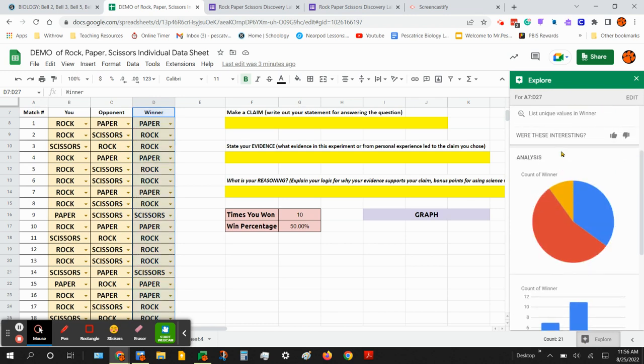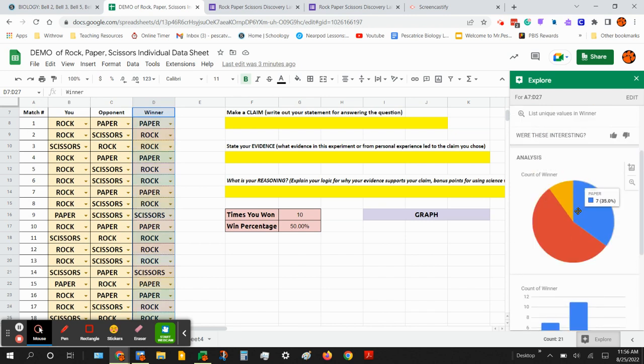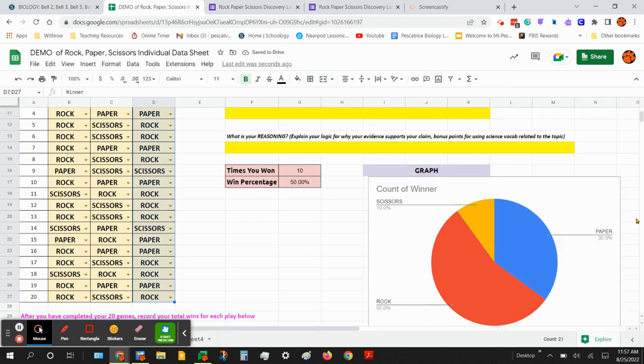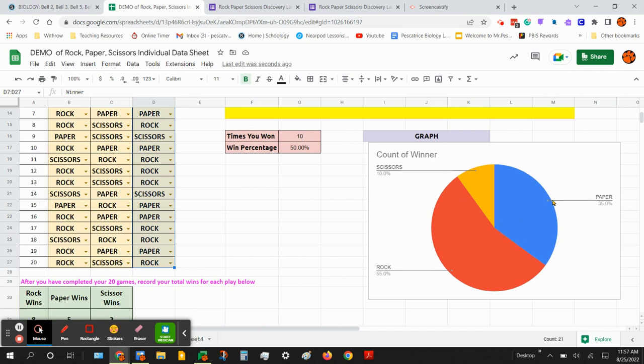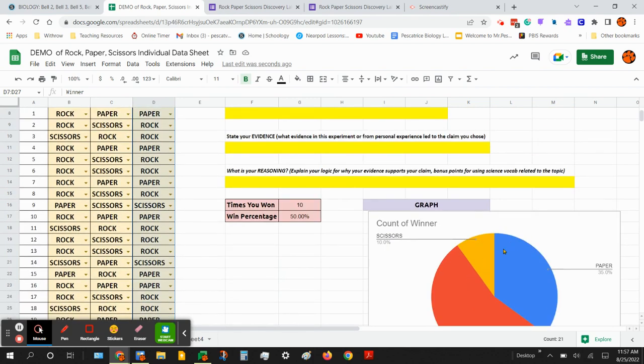You're going to come up and you're going to see a graph here. So you're going to see a couple graphs. I like the pie chart here because it's a nice colorful picture of what's going on, and it easily tells you what's happening. You could use a bar chart here, but I like the pie one. So you click and drag it and drop it where you want to insert it on your data. And there it is. So now you have a great visual of your data. It said rock won more than half the time, paper was next, and scissors barely won. So that's kind of interesting to see here, and it's a good way to look at your data.